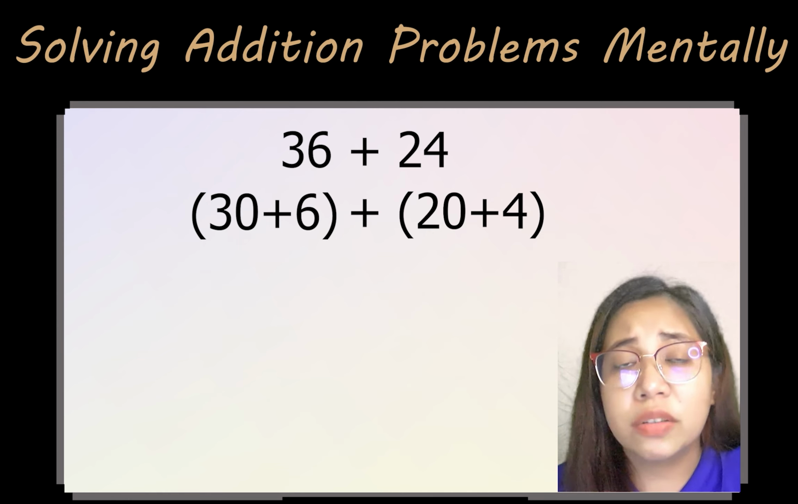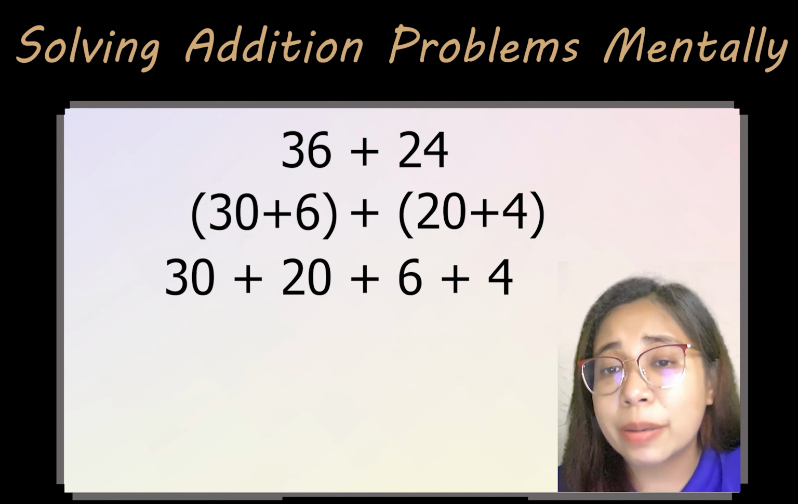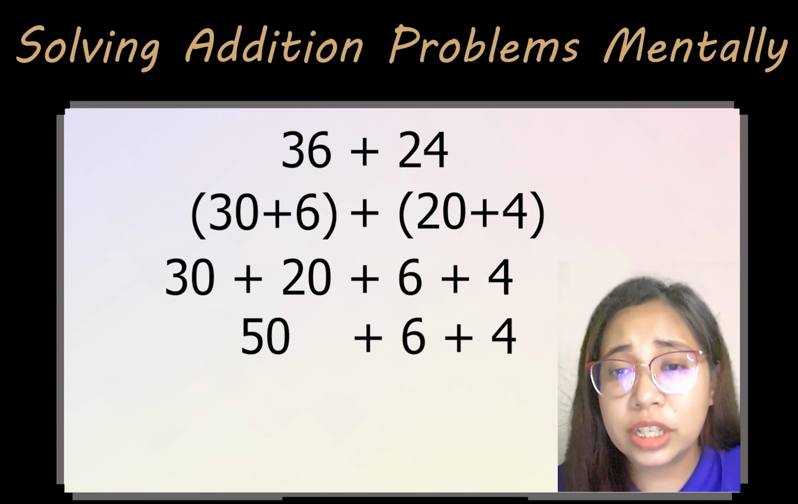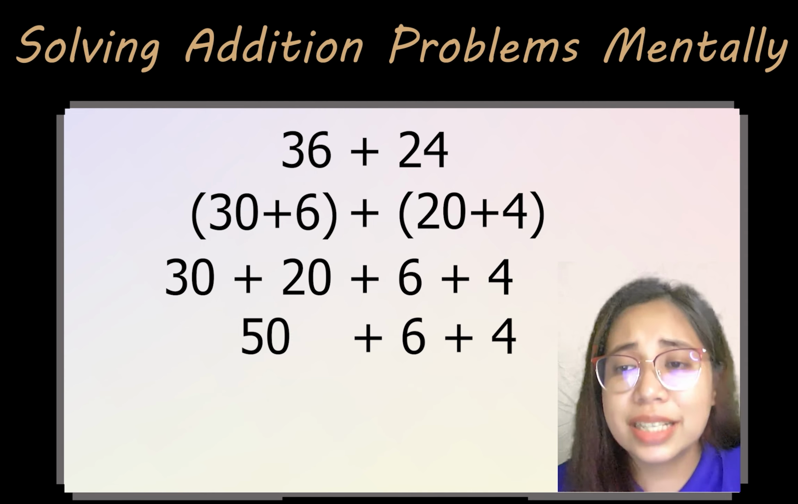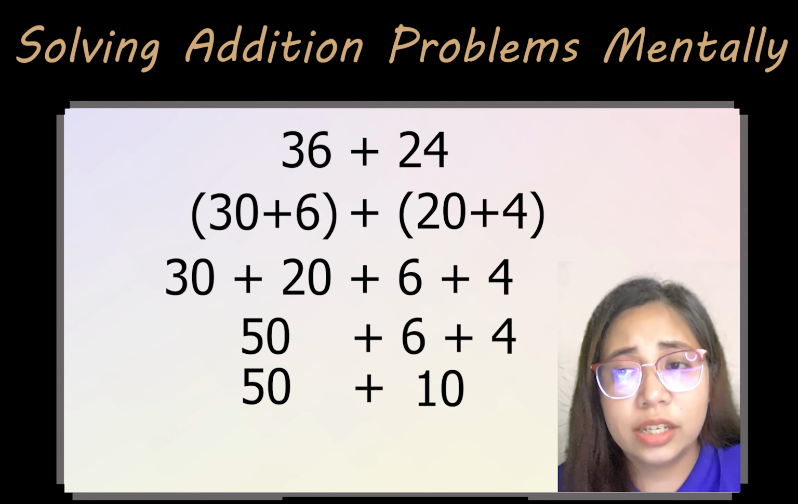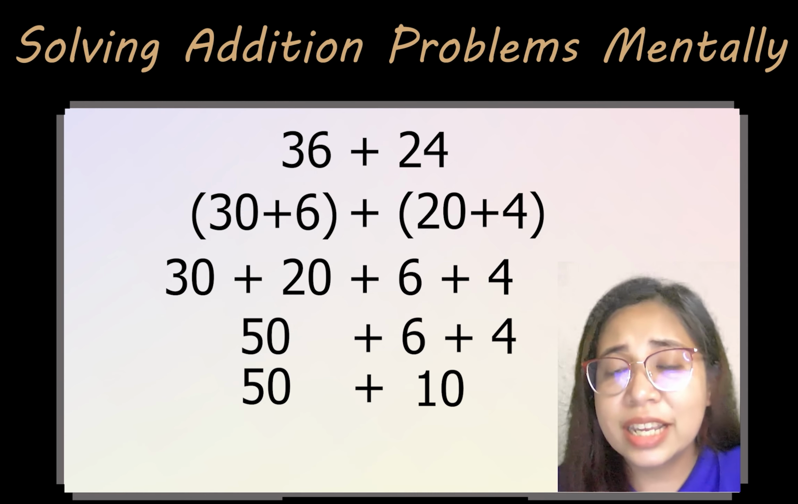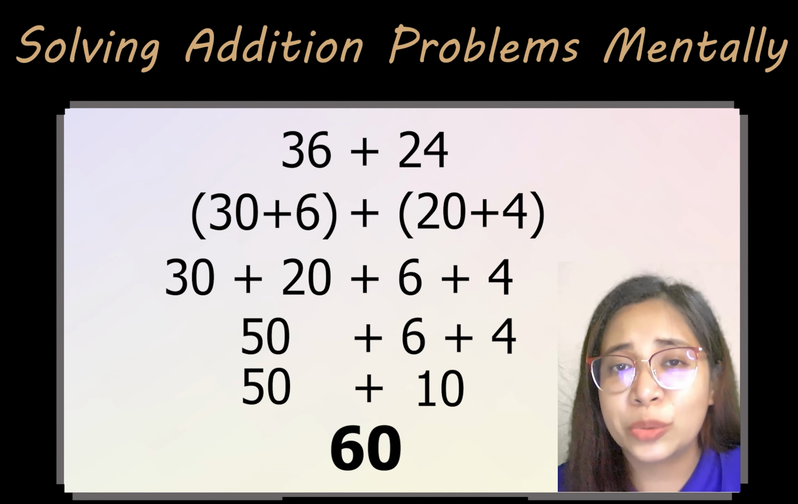So magiging 30 plus 6 plus 20 plus 4. So since may dalawang divisible sa 10, sila ang una nating i-add. So 30 plus 20 plus 6 plus 4. Magiging 50 plus 6 plus 4. And 6 plus 4 ay 10. So 50 plus 10 is equal to 60. So 36 plus 24 is equal to 60.